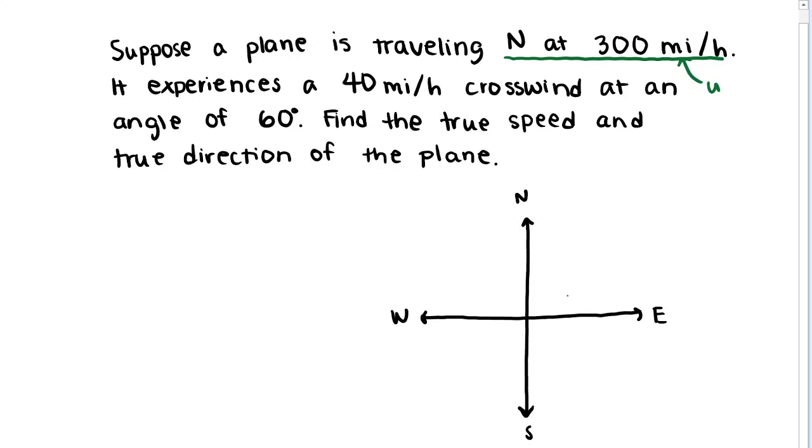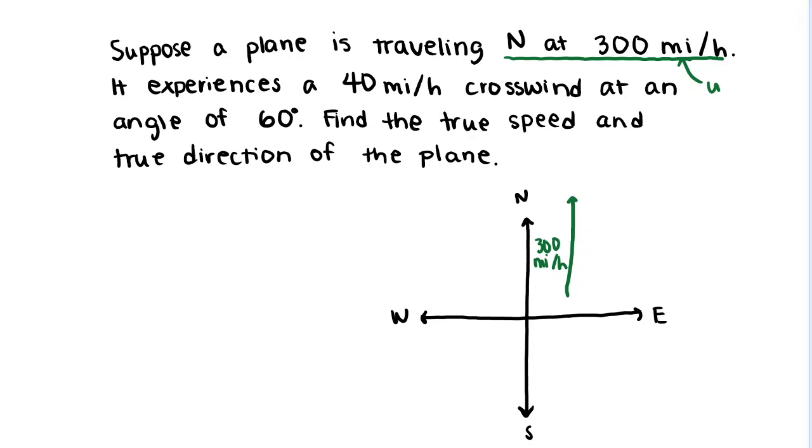So maybe I'll draw the vector here. This vector is traveling directly north, so directly up this coordinate plane. And the length of the vector, I can think of it as 300, representing 300 miles per hour. So this is our vector u.